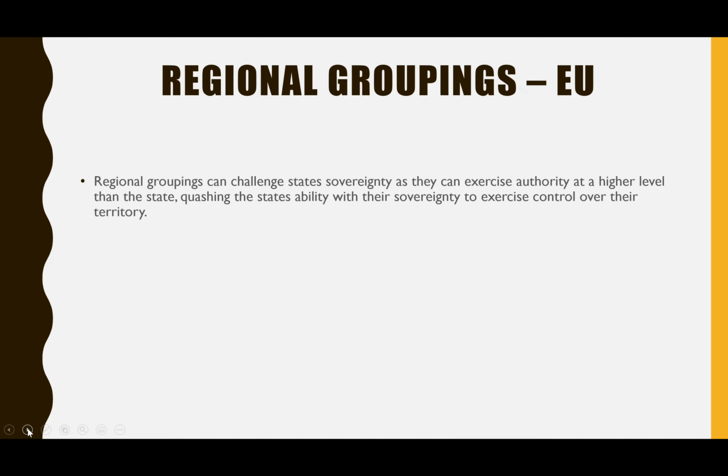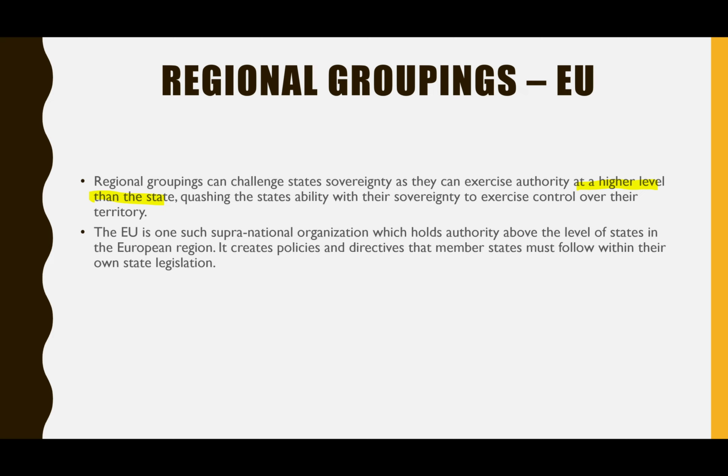Broadly speaking, though, regional groupings can challenge a state's sovereignty because they exercise authority at a higher level than the state, quashing the state's ability with their sovereignty to exercise control over their territory. So groups like the EU will operate at a higher level than the states. With the EU, they are a supranational organisation which holds authority above the levels of the states in the European region. So, operating above the level of the state, they will create policies and directives that member states must follow and actually need to adopt with their own state legislation.